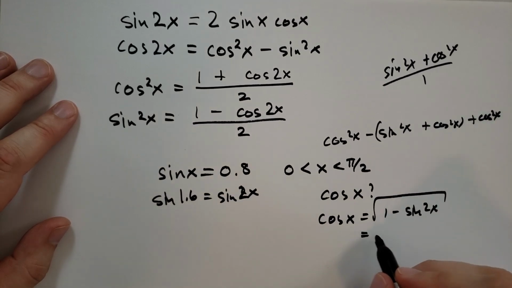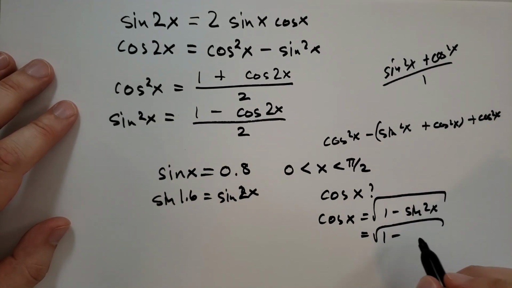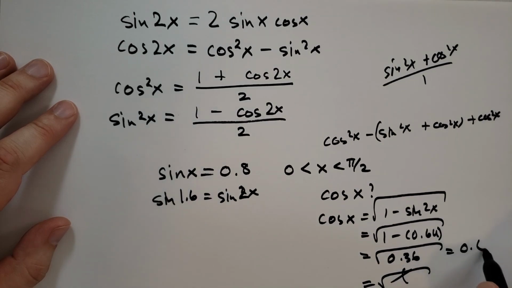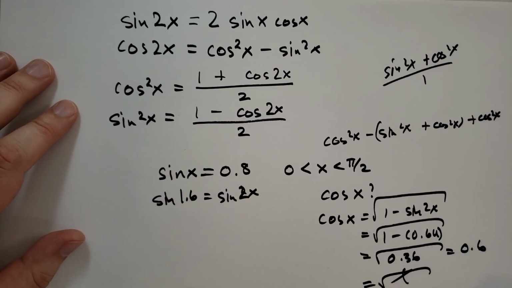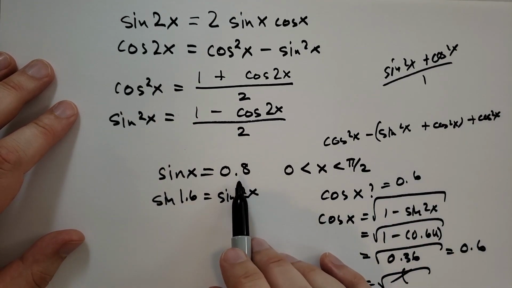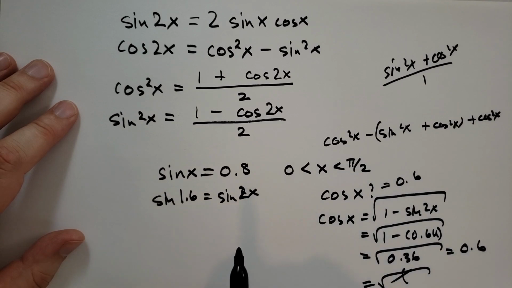Okay, so that's going to be the square root of 1 minus 0.8 squared, which is 0.64. So it's going to be the square root of 0.36, which is equal to 0.6. Okay? So cosine of x is equal to 0.6. So 0.8 squared plus 0.6 squared should give you 1.